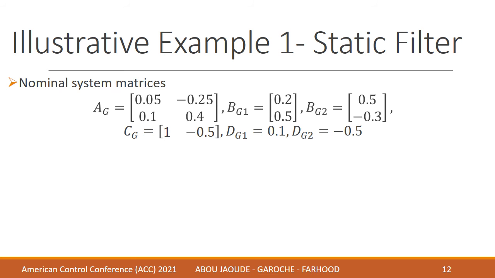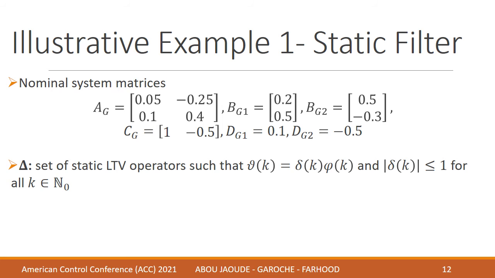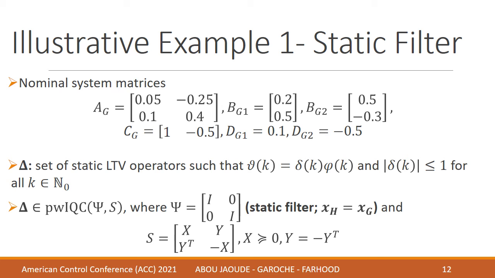Let the matrices of system G be as shown and assume that delta is the set of static linear time varying operators that represent the multiplication in the time domain by a time varying scalar delta k between -1 and 1 for all k. This set delta satisfies the pointwise IQC defined by Psi and S shown on the slide. We note that the filter Psi is a static operator, which implies that xh is equal to xg.